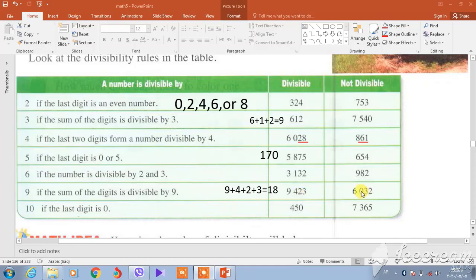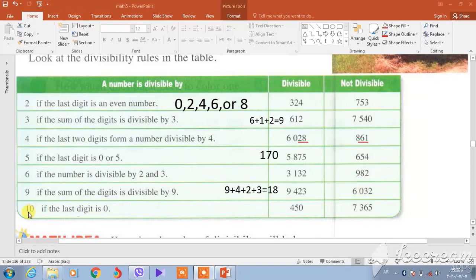And if you look at this example, we have 6032. 6 plus 0 plus 3 plus 2 equals 9 plus 2 equals 11. Is 11 divisible by 9? No. So 6032 is not divisible by 9.